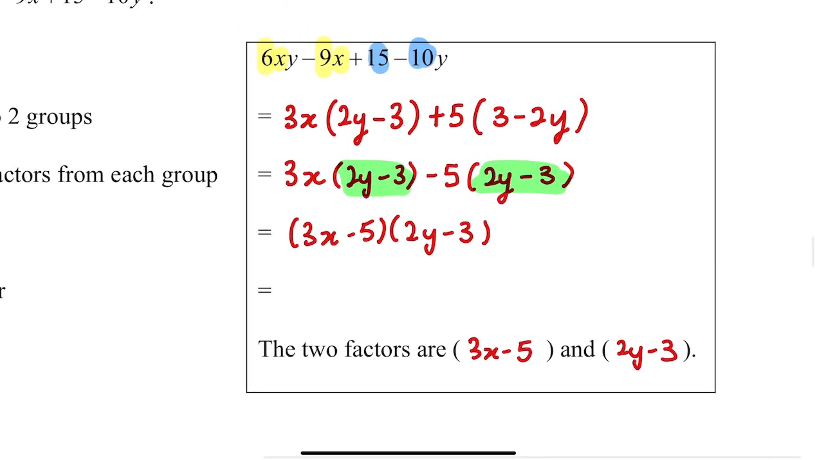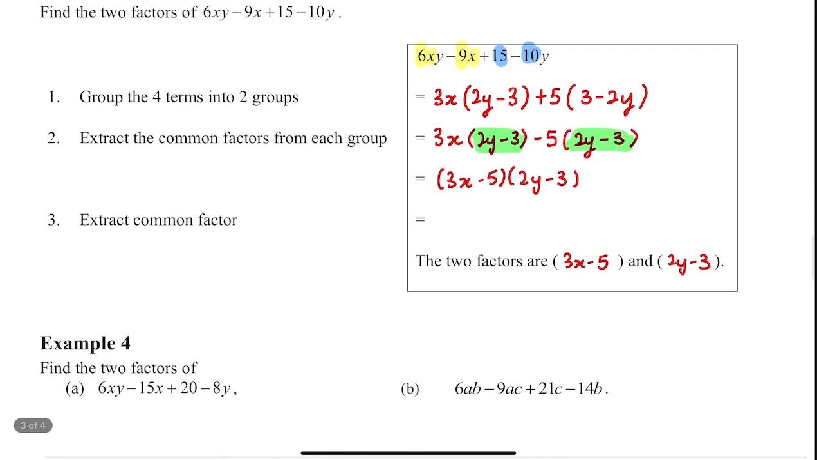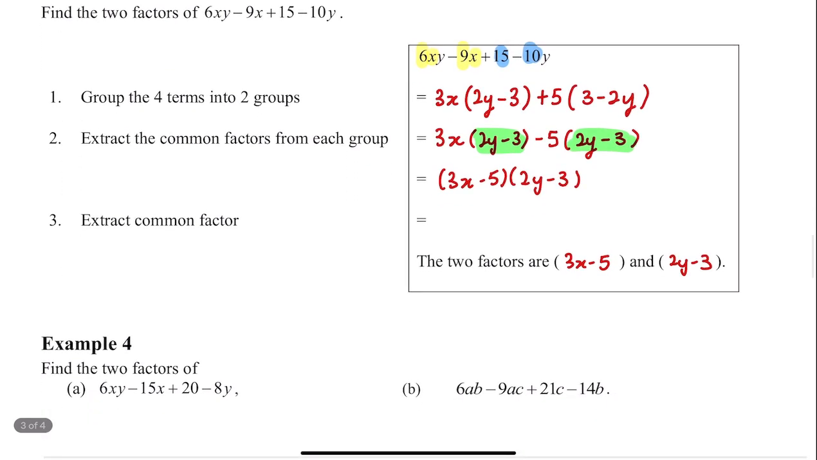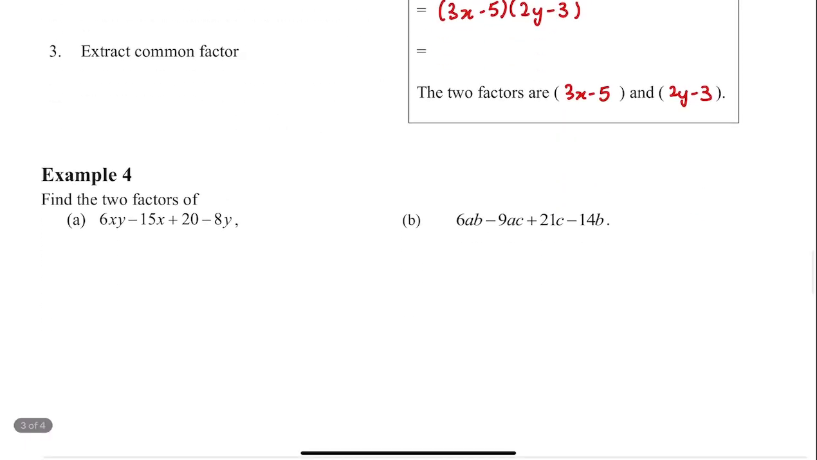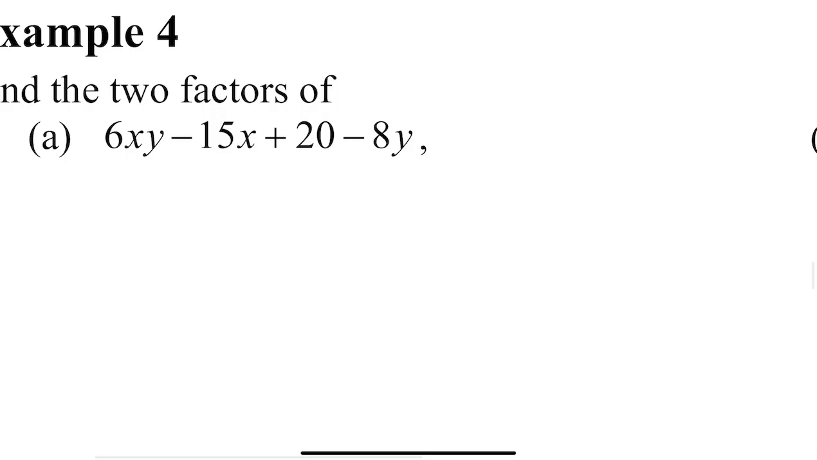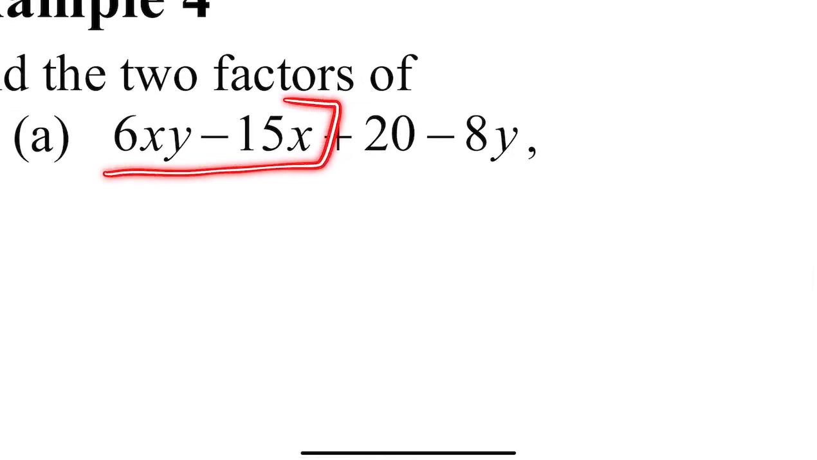So if you can understand this now, we can look at example 4. How do we solve the questions in example 4 using the steps? The steps in general are the same throughout. Let's look at example 4. Find the two factors of this. So I have 4 terms over here. When I have 4 terms, I look at the first 2 terms first. Step 1, identify common factors between these 2 terms.